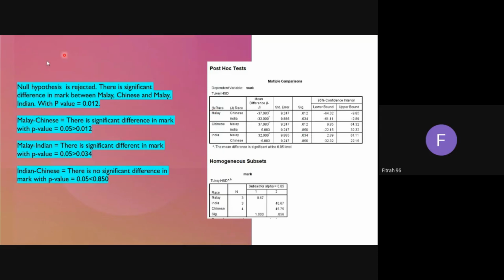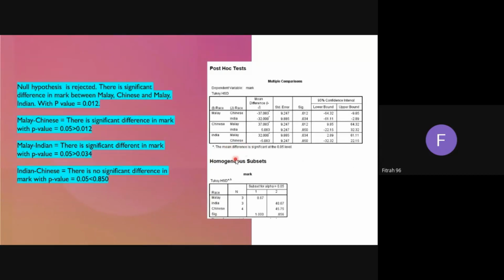And then for the final, this is how we do the report. Null hypothesis is rejected. There is significant difference in mark between Malay, Chinese and Malay Indian. Okay. So cakap Malay Chinese berapa dia punya significant difference? Malay Indian berapa? Walaupun Indian Chinese partner tiada significant difference, we still have to report the value. Okay, kita kena explain kenapa, berapa dia punya not significant tu. For this group, homogeneous subset, yang ni kita tak payah kacau. Okay, so we just report until here only.